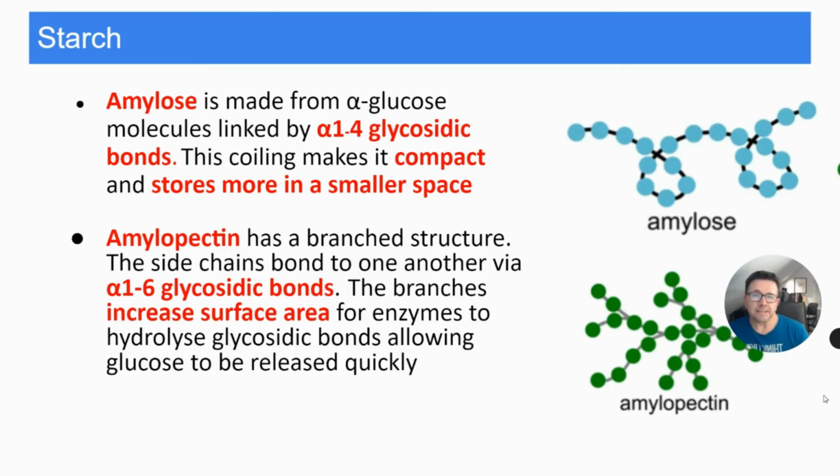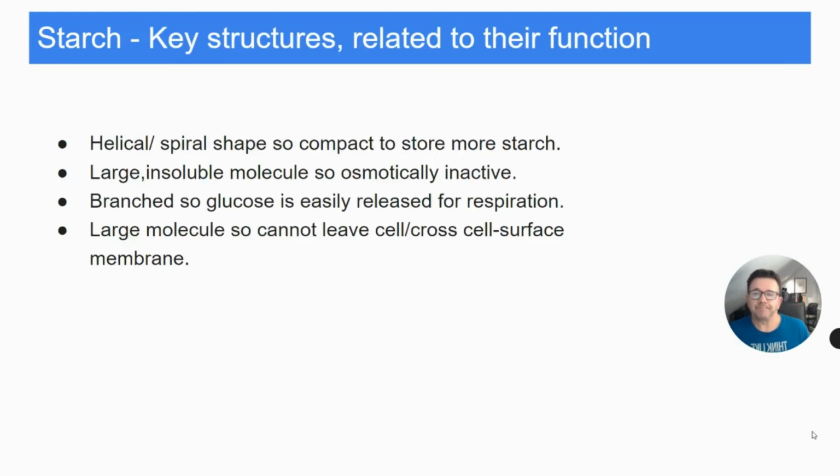So this means it's branched out. This increases surface area, allowing enzymes to hydrolyze those glycosidic bonds and therefore releasing glucose very quickly. You might get exam questions where they talk about, well, what are the key structures and how does that affect the function? So these are actual answers from AQA exam papers.